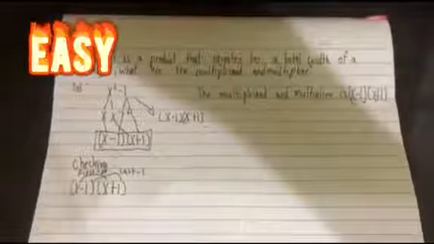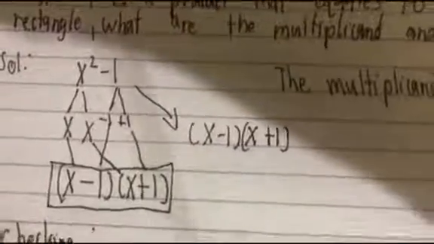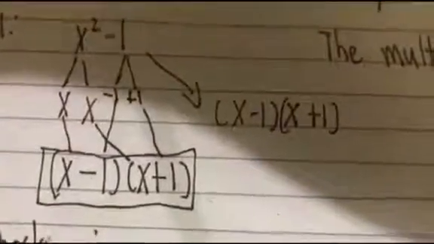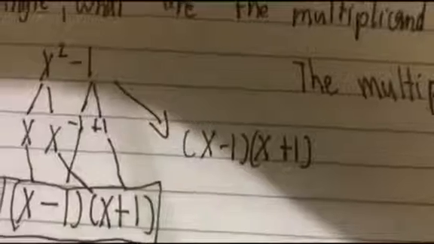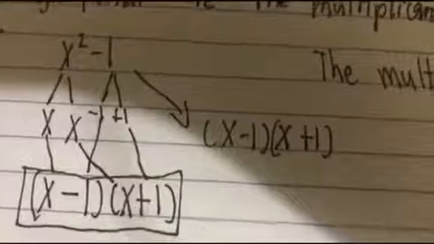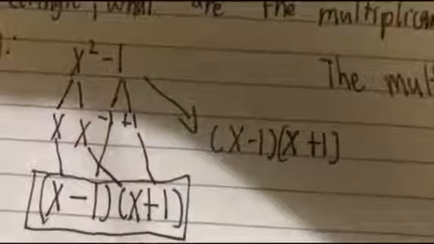Factorization of difference of two squares. If x squared minus 1 is a product that equates to the total width of a rectangle, what are the multiplicand and multiplier? The solution is here. For x squared minus 1, we take the square root first, and we get x and x. If multiplied, we get x squared. And for negative 1, it is negative 1 and positive 1. If multiplied to each other, we get negative 1, because negative times positive is negative.